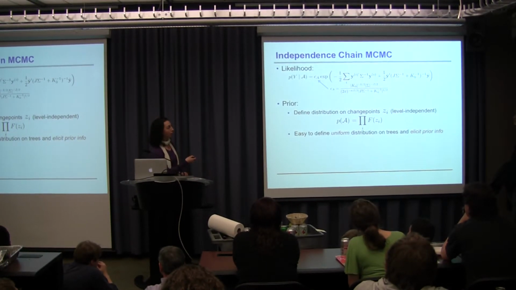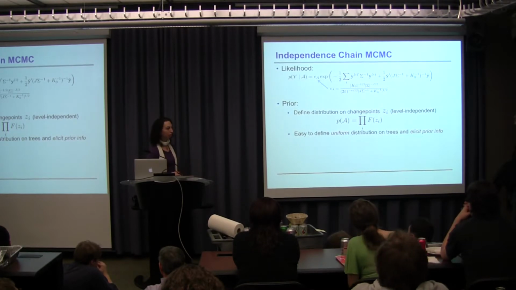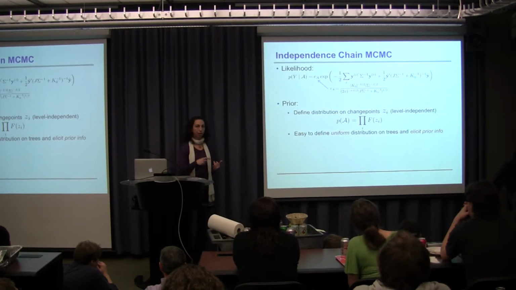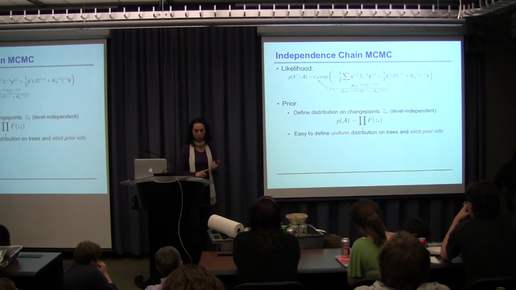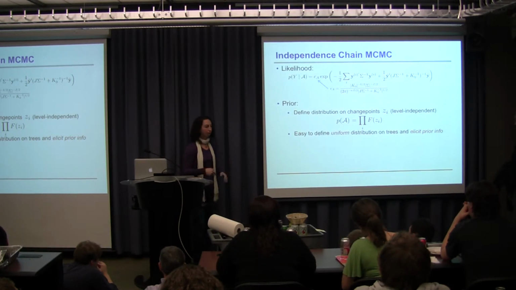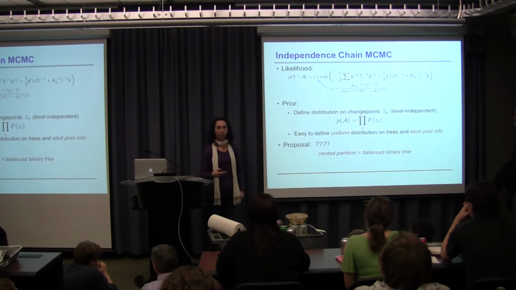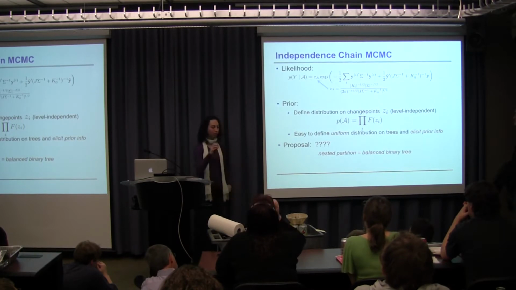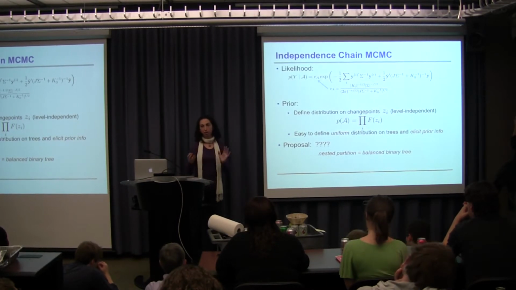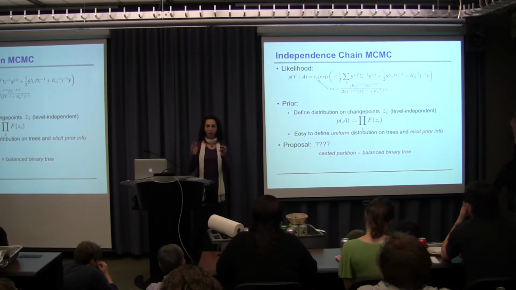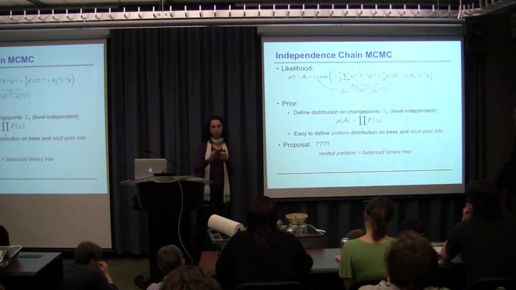But then, given that we can compute this marginal likelihood in closed form, we can look at doing things like importance sampling or independence chain MCMC. And this requires defining some type of proposal distribution for the partition. And just remember that we can think of this partition, in this simplistic way defined so far, as a balanced binary tree. Those are binary splits at every level.